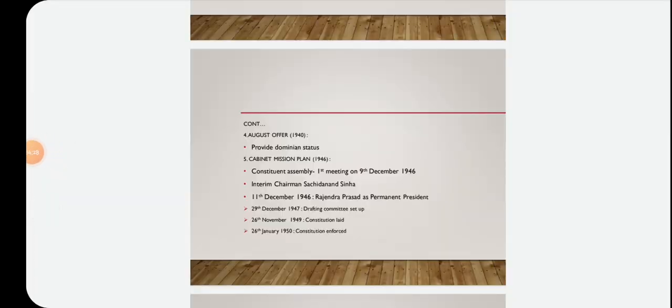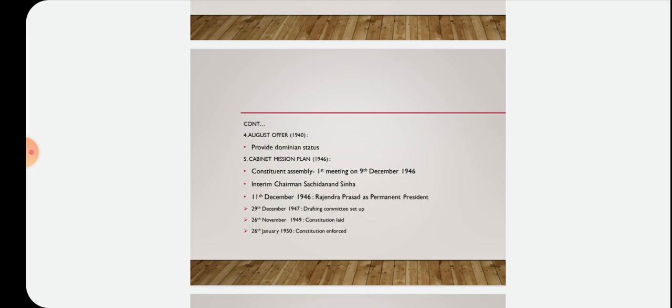Yes. So what happened next is the Cabinet Mission of 1946. What is this Cabinet Mission? In this Cabinet Mission only, the Constituent Assembly was formed. The Constituent Assembly was formed purely on the basis of the Cabinet Mission, which happened in 1946. The first meeting of the Indian Constituent Assembly was held on 9th December 1946, and Dr. Sachidananda Sinha was the temporary chairman.